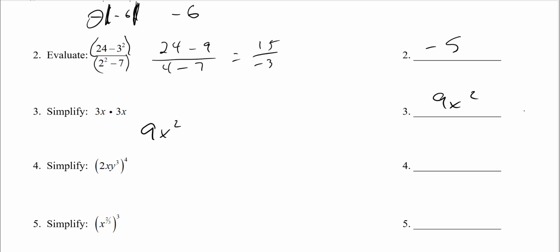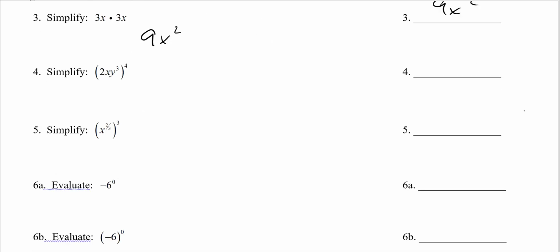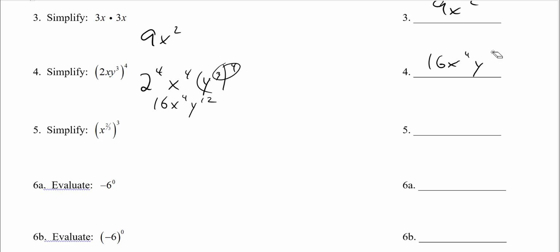Simplify. Remember, when you're raising a power to a power, I'm going to do each one of these. So it's going to be 2 to the 4th power, x to the 4th power, and y cubed to the 4th power. Put 2 to the 4th in your calculator. Don't write 8. It's 2 times 2 times 2 times 2, which is 16. That's x to the 4th. And remember, a power to a power, you multiply these. So y to the 12th. And that's your answer: 16x to the 4th, y to the 12th.